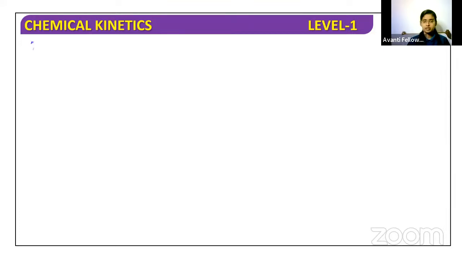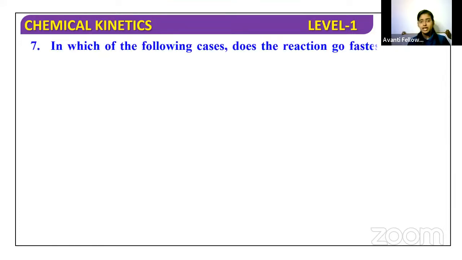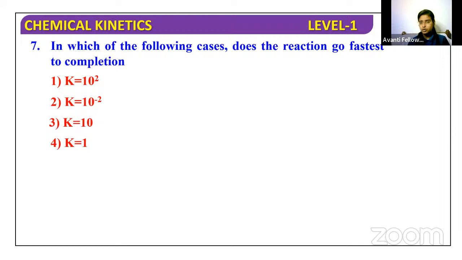Question number 7. In which of the following cases does the reaction go fastest to completion? K is equal to 10 power 2, K is 10 power minus 2, K is equal to 10, K is equal to 1. In which among these four does the reaction go fastest to completion? Anita has given the correct answer as 1. What about others? Sanika is also going for 1.